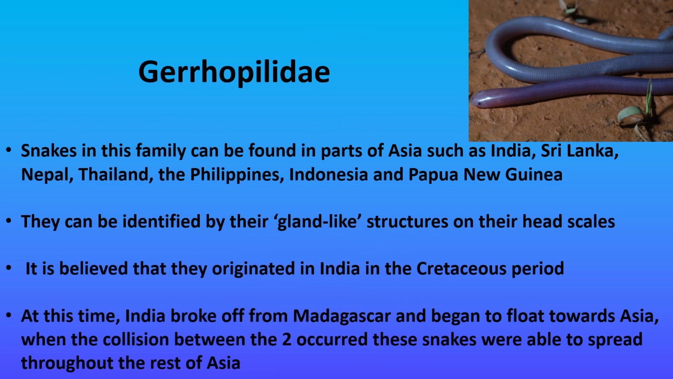Next is the Gerrhopilidae, and snakes in this family can be found in parts of Asia, such as India, Sri Lanka, Nepal, Thailand, the Philippines, Indonesia, and Papua New Guinea. They can be identified by their gland-like structures on their head scales, and it is believed that they originated in India in the Cretaceous period. At this time, India broke off from Madagascar and began to float towards Asia. When the collision between the two occurred, these snakes were able to spread throughout the rest of Asia.